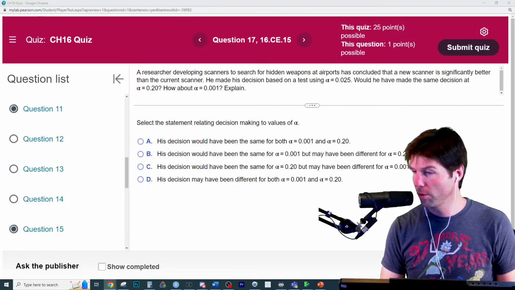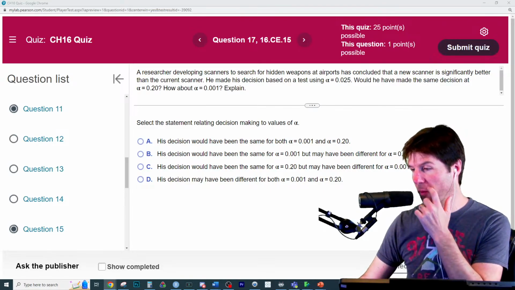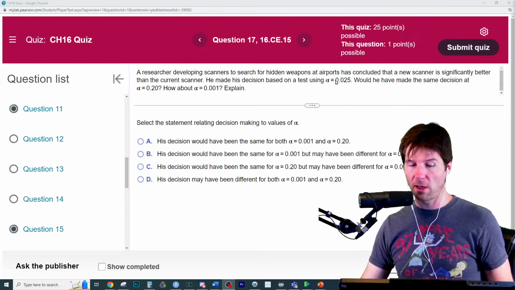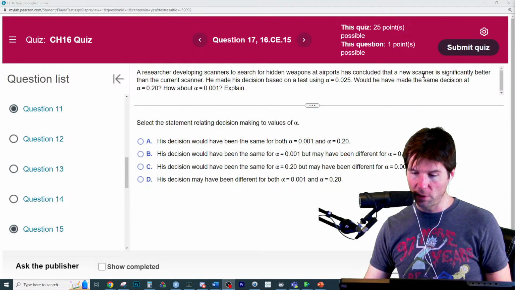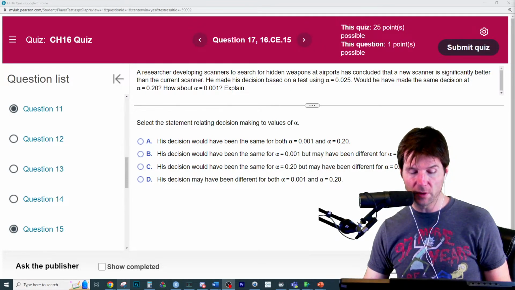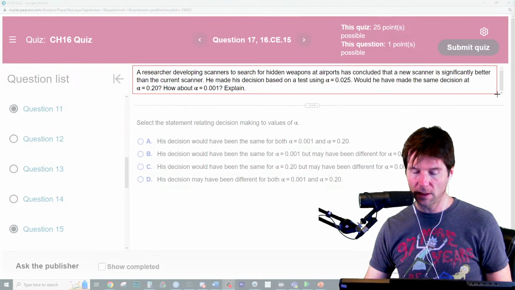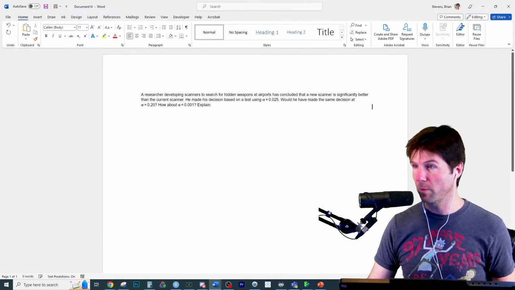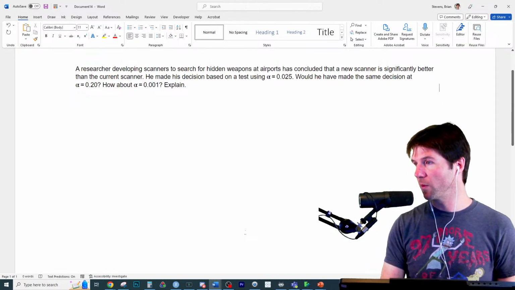A researcher. Okay. So with this question, with the researcher developing scanners for hidden weapons, he made his decision at an alpha of 0.025. He has concluded that a new scanner is significantly better. So does it sound like he found evidence or he failed to find evidence? He concluded that they're better. Would that be something you need evidence for, or not?